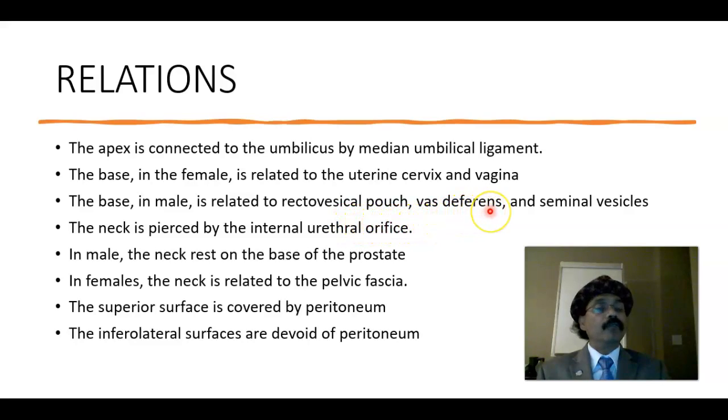We have two vas deferens and two seminal vesicles. The neck is pierced by the internal urethral orifice. The neck is the most fixed part of the urinary bladder. In male, the neck rests on the base of the prostate. In female, the neck is related to the pelvic fascia. The superior surface is covered with peritoneum. The infralateral surfaces are devoid of peritoneum.